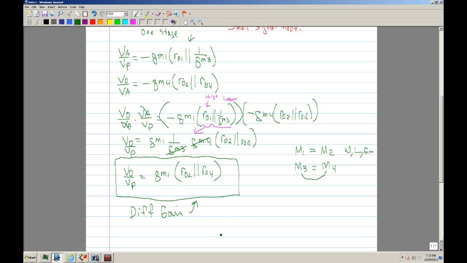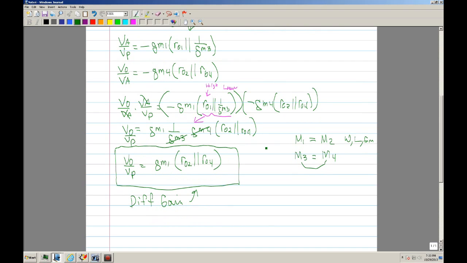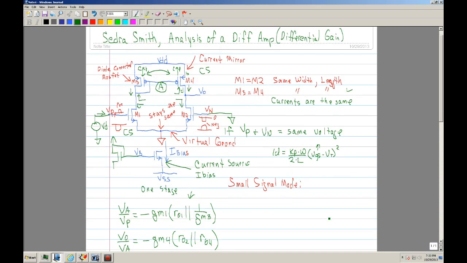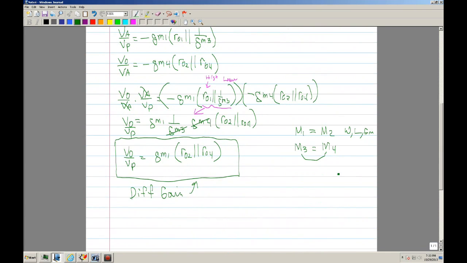Okay, so hopefully that gives you an understanding, not only of the qualitative, in other words, how an op-amp works, or at least the currents, but also how to derive the differential gain.